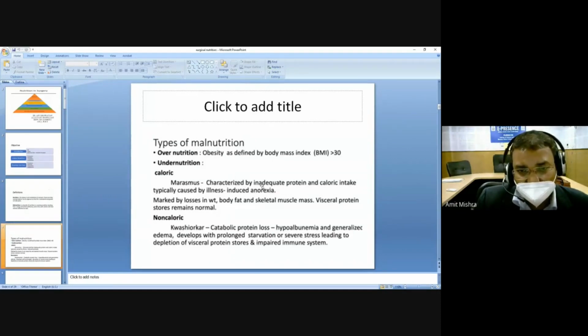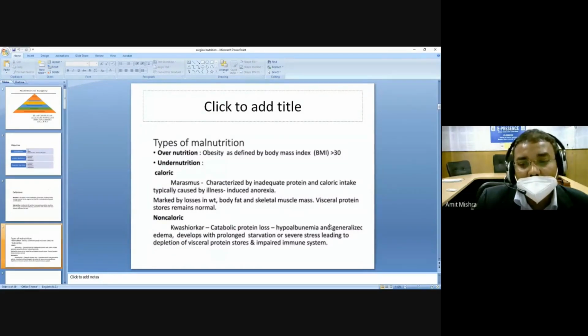marasmus-like condition. There is inadequate protein and calorie intake, and it is characterized by loss in weight, body fat and skeletal muscle mass. So both the inadequate protein intake and calorie intake can lead to the loss in weight, fat and skeletal muscle mass. So overall the patient loses weight.